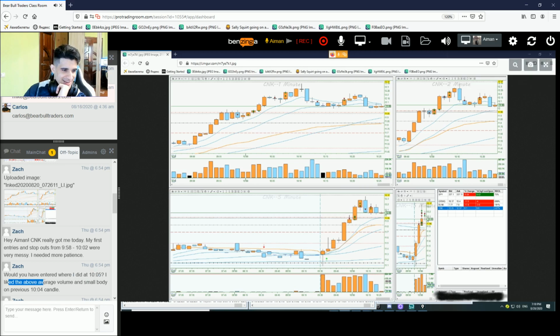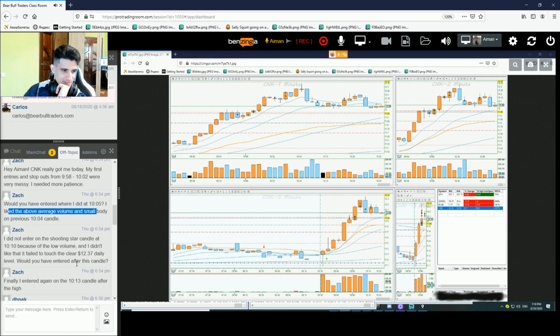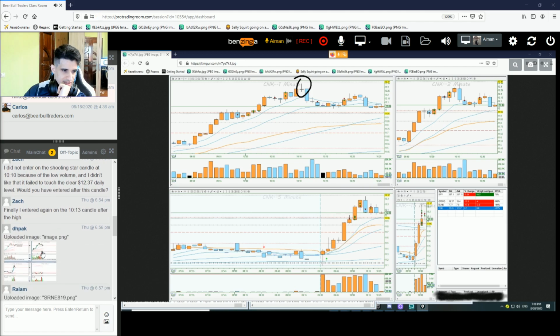I actually entered where you entered at 10:05. I liked the above average volume and small body on previous candles. I did not enter on the shooting star candle, which is here at 10:10, because of the low volume, and I didn't like that it failed to touch the clear 1237 level. Would you have entered on this candle? I would have if I was watching it. Okay, and let's see what else you have. I entered at the 10:13 candle.